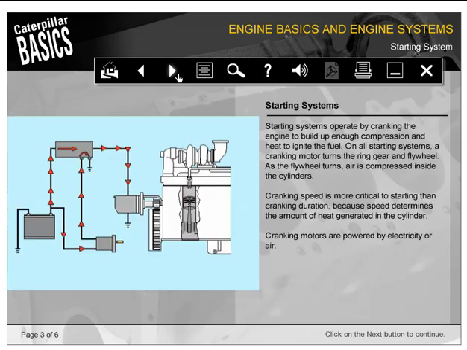Starting systems operate by cranking the engine to build up enough compression and heat to ignite the fuel. On all starting systems, a cranking motor turns the ring gear and flywheel. As the flywheel turns, air is compressed inside the cylinders. Cranking speed is more critical to starting than cranking duration because speed determines the amount of heat generated in the cylinder. Cranking motors are powered by electricity or air.